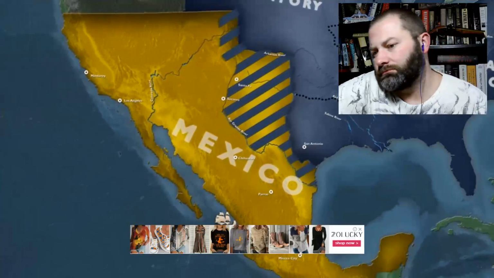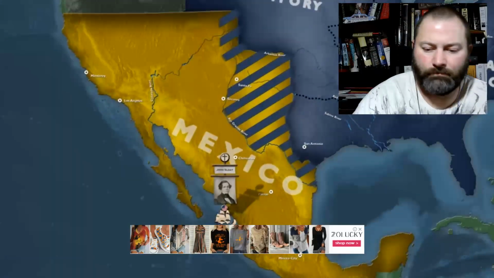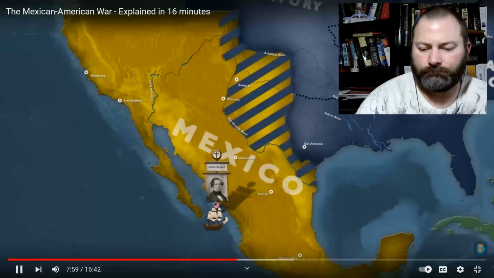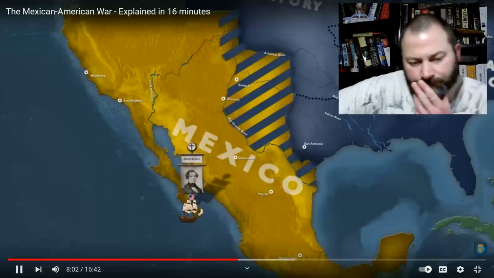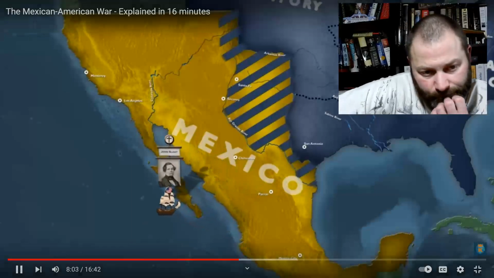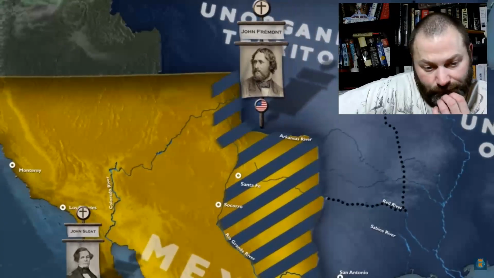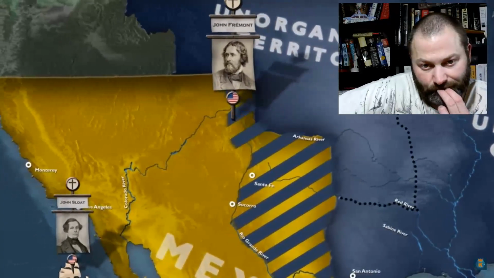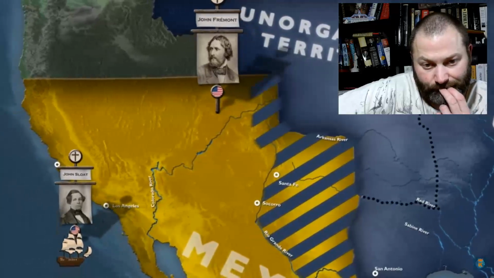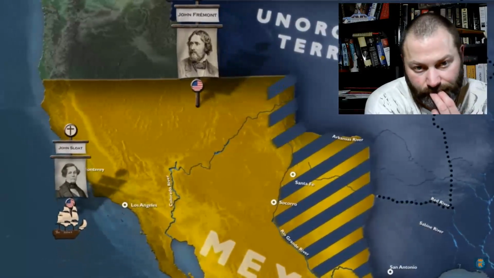Meanwhile, the commander of the U.S. Navy's Pacific Squadron, John D. Sloat, had received orders to seize San Francisco Bay and blockade California ports. Captain John C. Fremont, leading a U.S. topographical expedition to survey the Great Basin, entered the Sacramento Valley in December 1845.